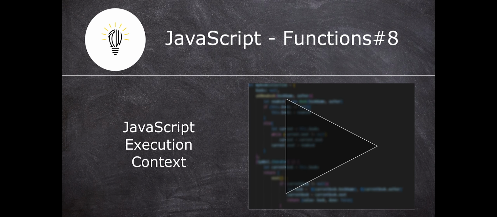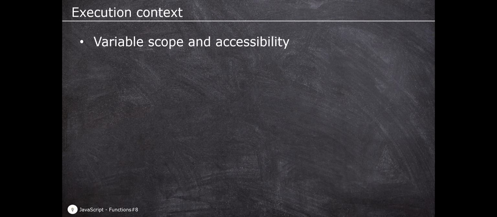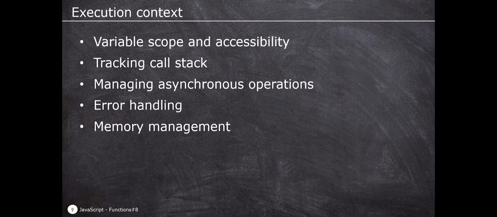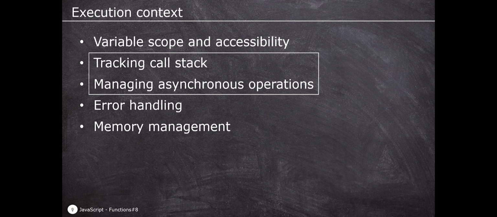Now we'll come to the last part of this video where we'll understand the JavaScript execution context. JavaScript execution context is a component that sets up the environment in which the code executes. It manages the state of a program during the execution, which includes variable scopes and accessibility, tracking the call stack, managing asynchronous operations, error handling, memory management, etc. Now we will understand this execution context with respect to managing call stack and asynchronous operations.